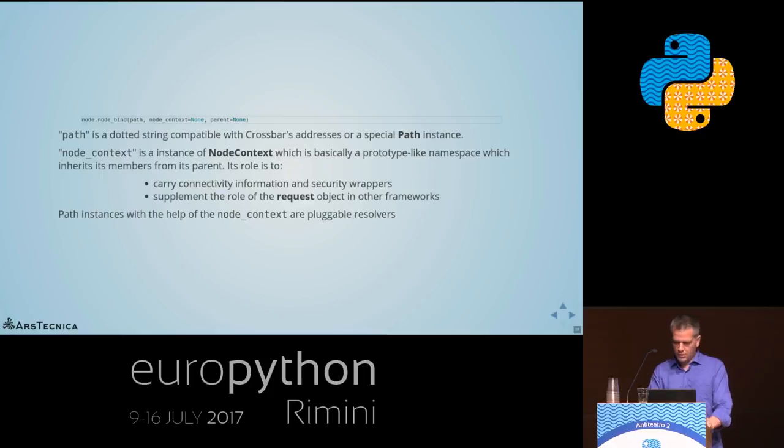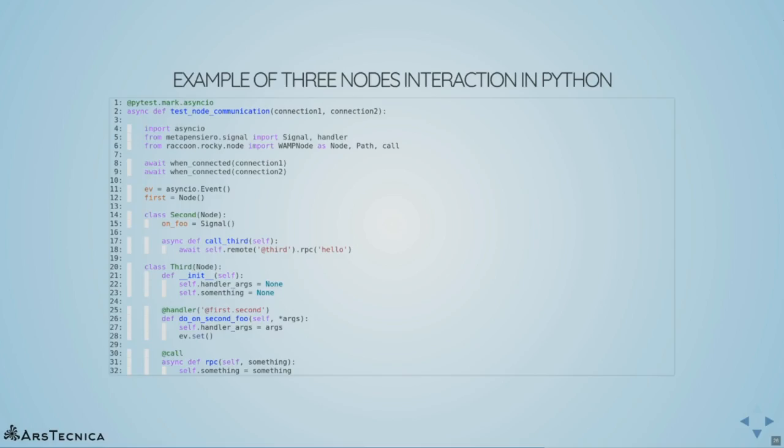So let's jump to an example of a test, and you see that at line 12 we have the first node, which is just a node that's used for structure. And then we have two other nodes, the second and the third, where we customized our nodes and we added some handlers, some signals, a handler, a signal, and a call, and so on. The node is automatically instrumented to expose those methods.